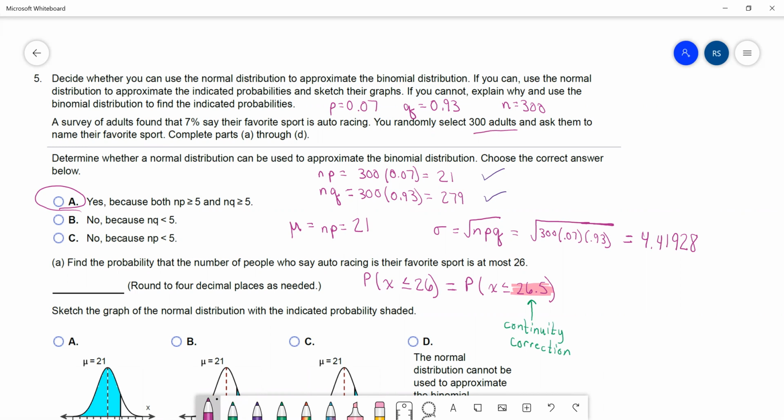Okay. So now, once we do that, we can do our normal approximation. This is going to be the probability that Z is less than or equal to 26.5 minus 21 over 4.41928.